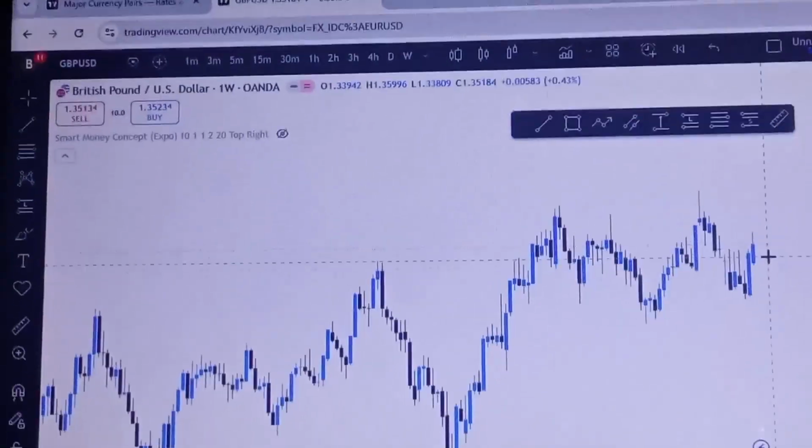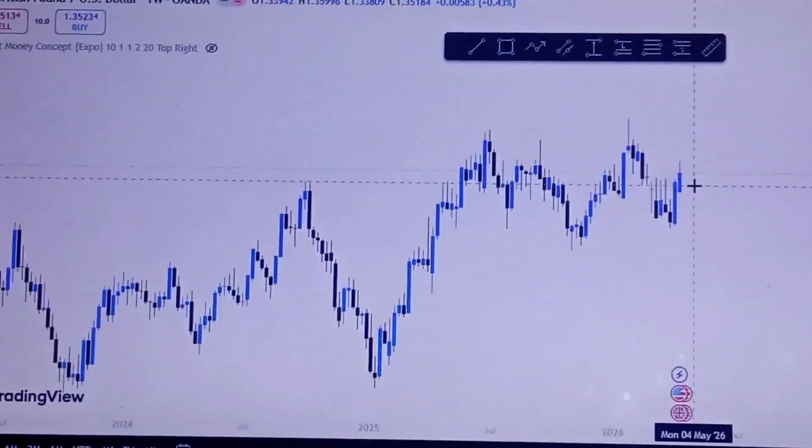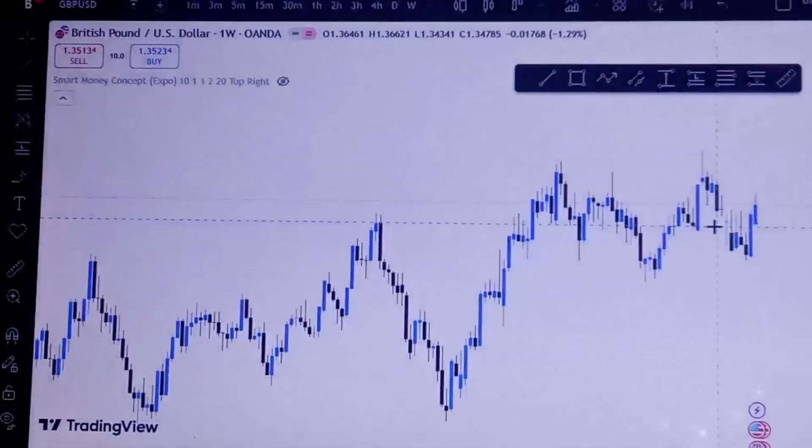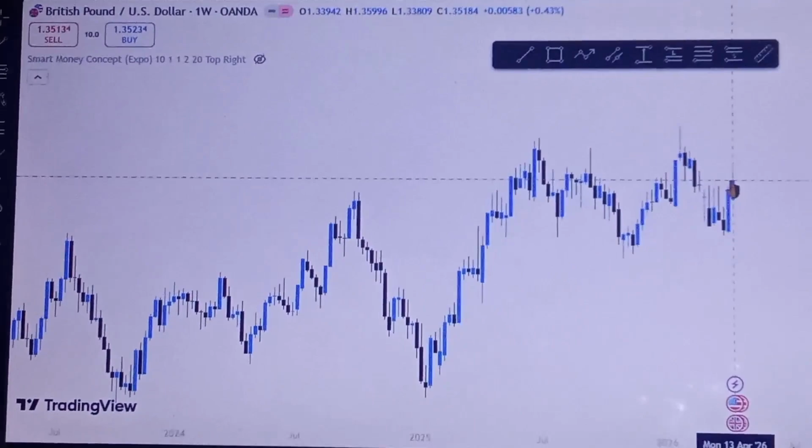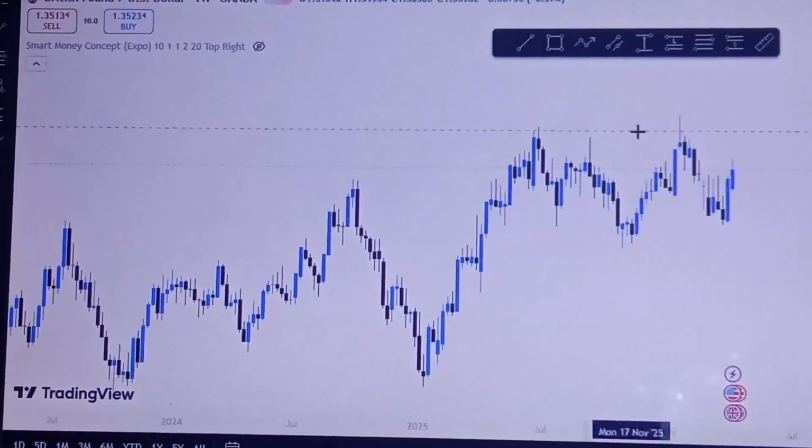This is our weekly bias. Today we're going to be analyzing the pair GBPUSD. It's been a while since I traded this pair, but I just want to look at it today. And this is the weekly time frame.